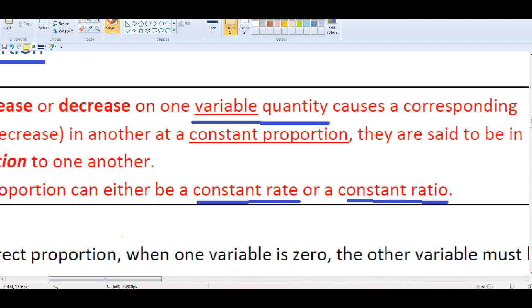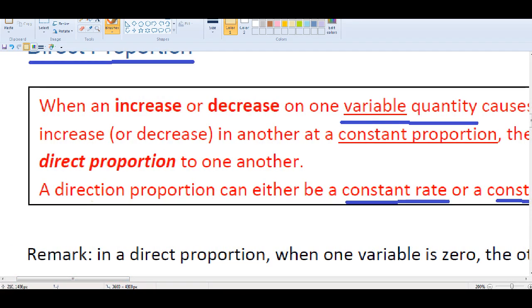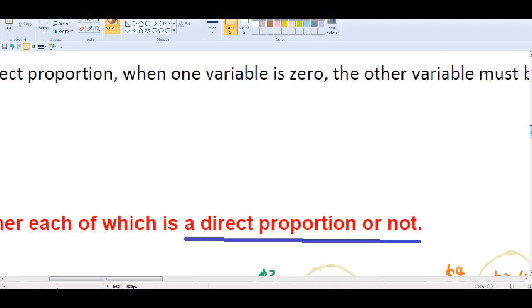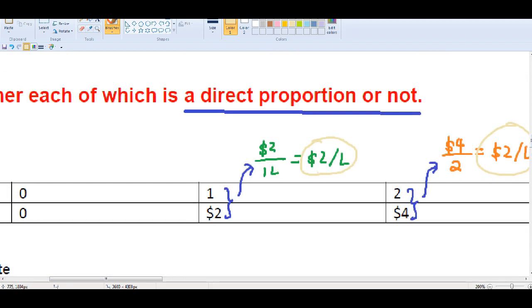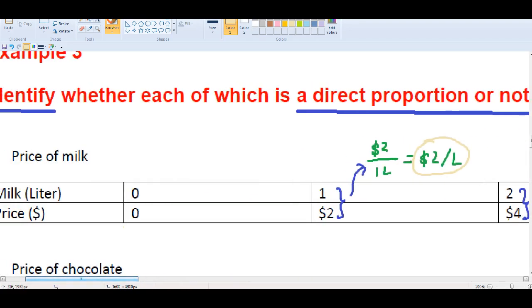And so, the very short description will be: direct proportion can be either constant rate or constant ratio. Do you see a constant? Of course, this one should be rate because they got units. Do you see the rates are constant? Yes, because the rates are the same at two different situations, and also it includes 0, 0.